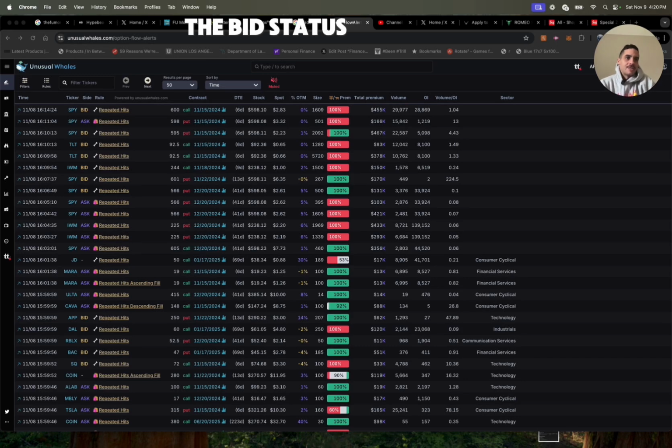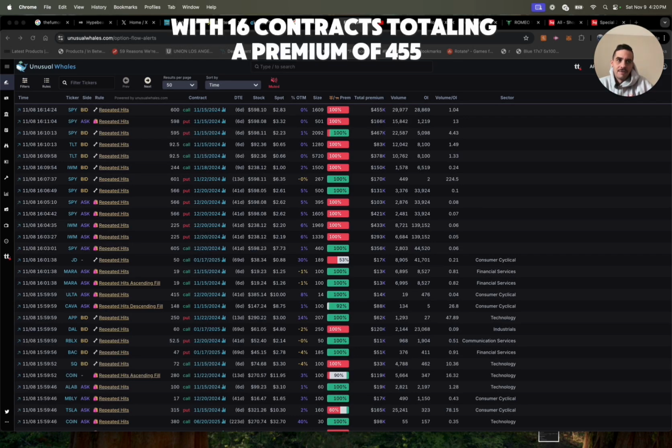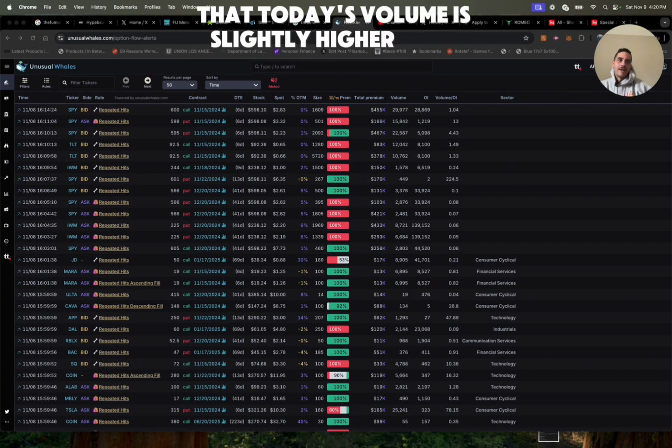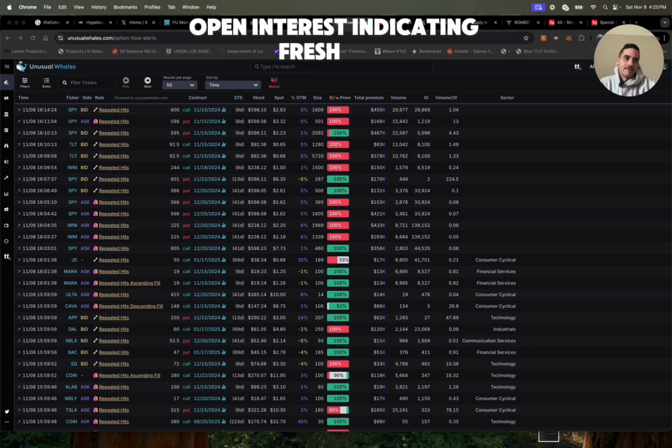The bid status is going to indicate buying pressure, suggesting that traders are placing bets on SPY moving higher. The size is significant with 1,600 contracts totaling a premium of 455K, with the volume to open interest ratio at 1.04. Meaning that today's volume is slightly higher than existing open interest, indicating fresh buying.